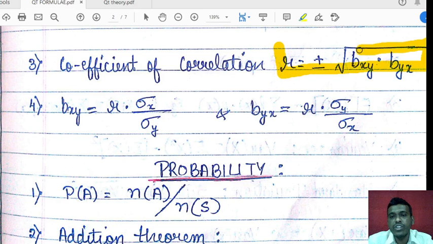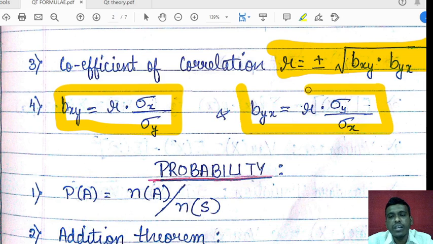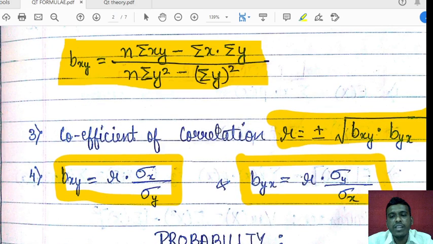Now the correlation coefficient is the geometric mean of the two regression coefficients, that is bxy and byx, and hence the correlation coefficient can be found out by finding the geometric mean of bxy and byx. So r equals plus or minus square root of bxy multiplied by byx. On the other hand, if you want to find the value of bxy, bxy is equal to r multiplied by sigma x upon sigma y, and byx is equal to r multiplied by sigma y by sigma x.